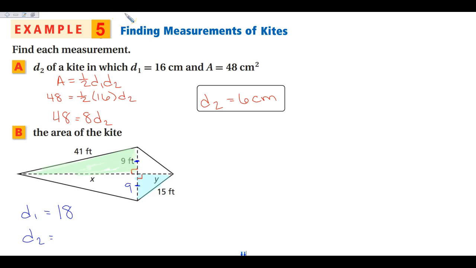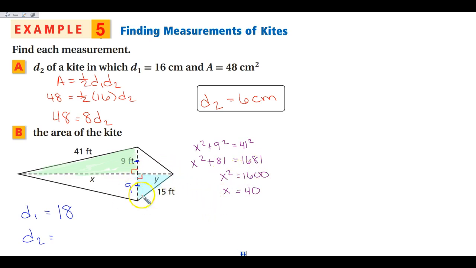The way that we're going to do that, once again, is the Pythagorean theorem. I know two sides of a right triangle. So I'm going to do x squared plus 9 squared is equal to 41 squared. I'm going to get x squared plus 81 is equal to 1,681. We are going to subtract 81 from both sides, and I'm going to get 1,600. When I take the square root of that, I'm going to get exactly 40. So 1,600 is a perfect square. So 9, 40, 41 is another one of our Pythagorean triples.